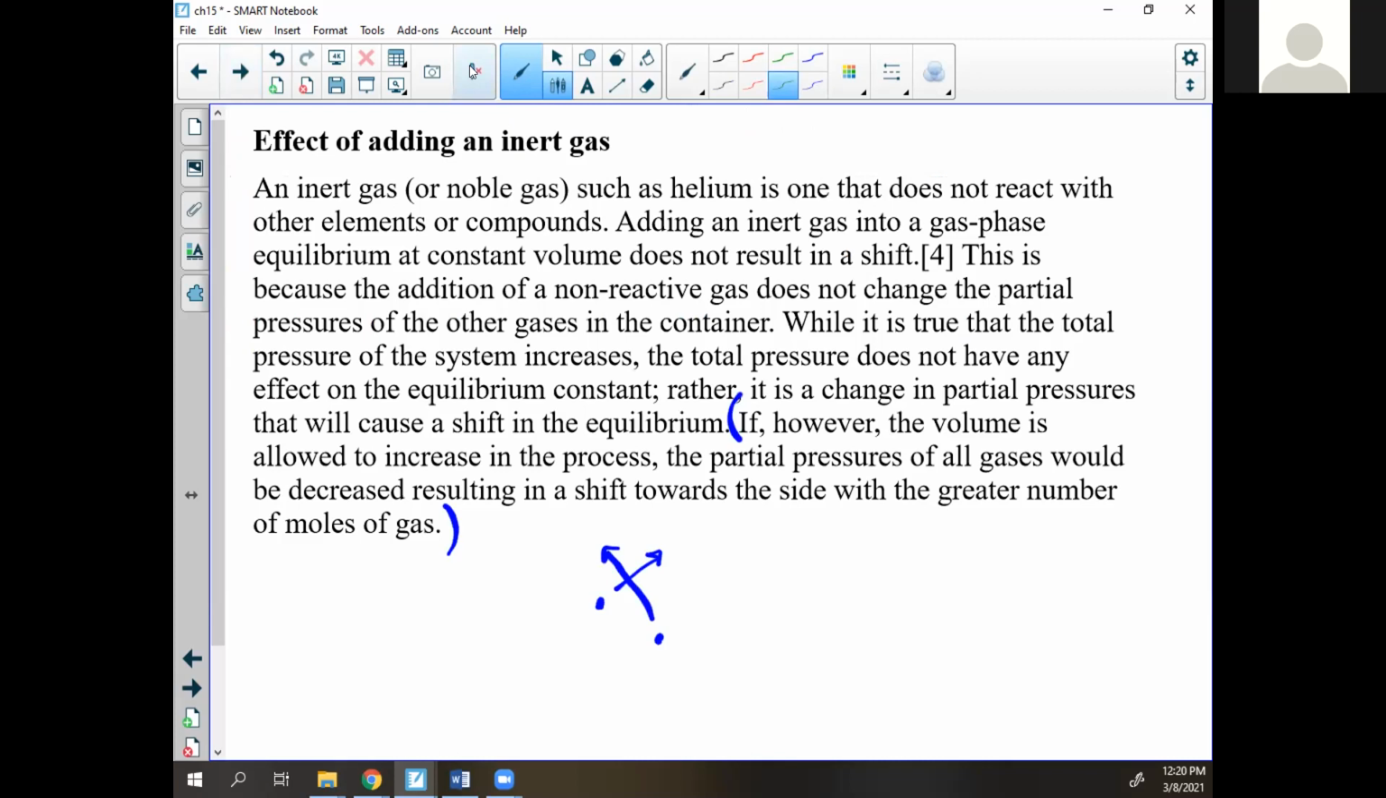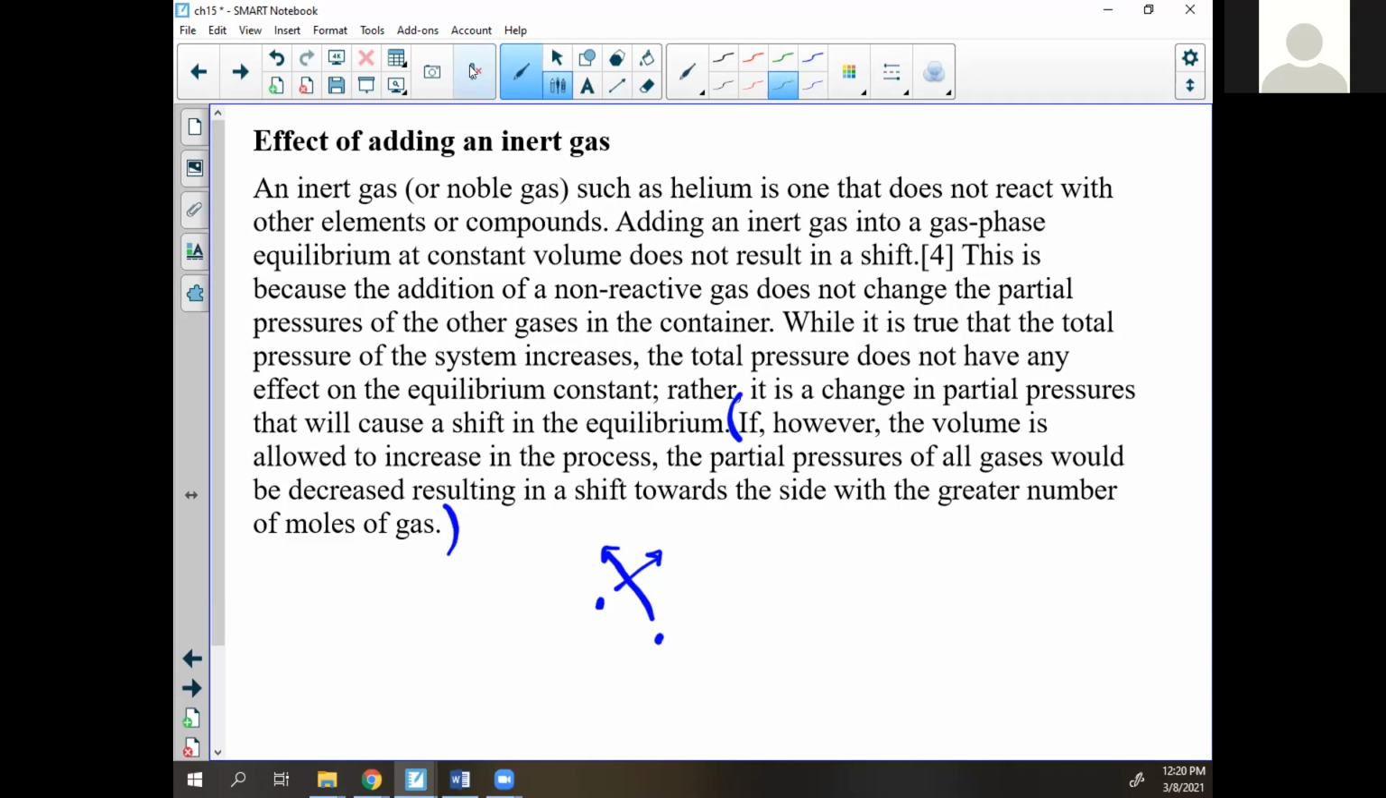Make sure you understand this. It's a little tricky. Here's the effect of adding an inert gas. An inert gas or noble gas, such as helium, is one that does not react with other elements or compounds. Adding an inert gas into a gas phase equilibrium at constant volume does not result in a shift.